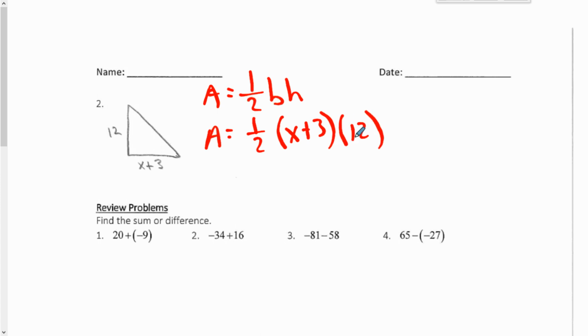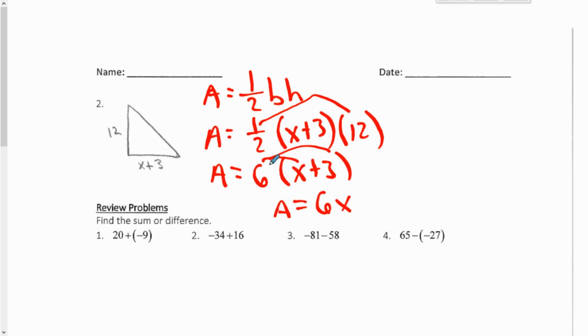Now, if you remember the commutative property of multiplication, that means we can move these things around and multiply them in whatever order we want. So I'm going to do 1/2 times 12 first, which is going to give me 6. So then I can do the distributive property with the 6 instead of the half. So my area will be 6x, which is just 6 times x. And then 6 times 3 is 18. I have addition in between them. So 6x plus 18, and again, we need to have square units.